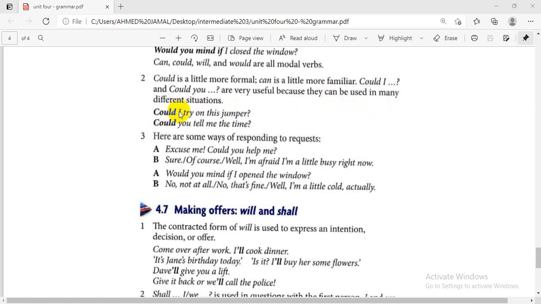Could I try on this jumper? Could you tell me the time? Here are some ways of responding to requests. Excuse me, could you help me? Sure, of course. Well, I am afraid I am a little busy right now.